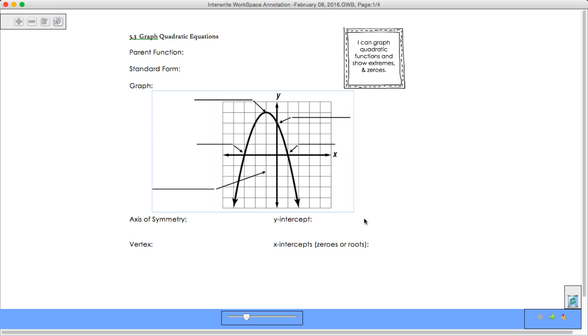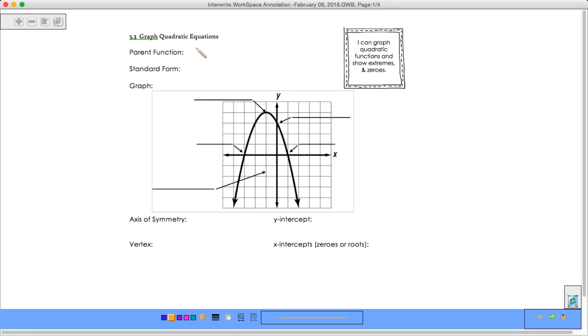5.3 is graphing quadratic equations. So all these things that we've been working on, factoring, quadratic formula, now we're going to learn how to graph them. So we're going to use everything we've learned thus far.